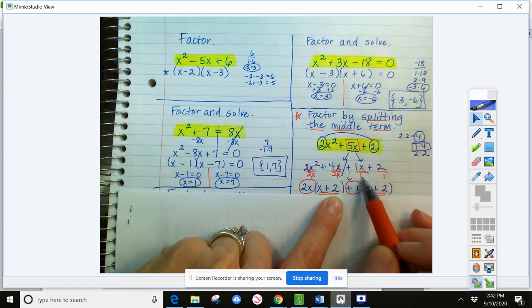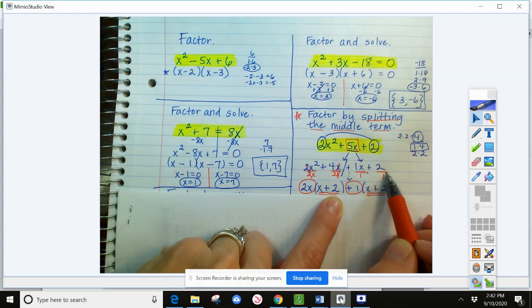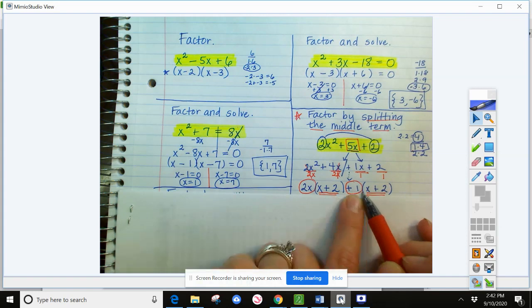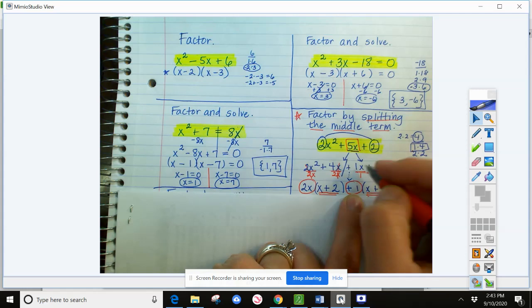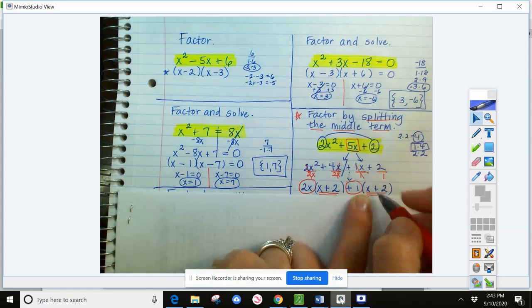What's the greatest common factor of 1x and 2? Same thing. So the only thing that I can divide into both of these numbers is 1. So I put that outside my parentheses. What happens if I divide it out? Well, 1 divided by 1 is 1, and then x is still there. 2 divided by 1 is just 2.